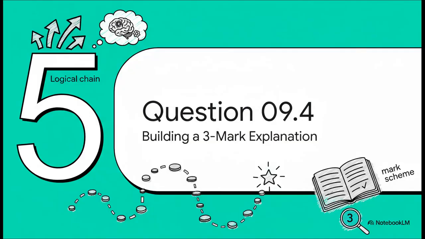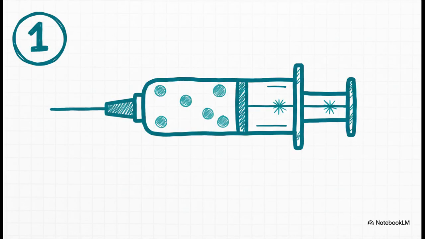Okay, final part. Let's break down the 3-mark theory question. For these longer answers, the mark scheme shows us that it's all about building a logical chain of reasoning. One point has to connect to the next. Let's build this explanation together, 1 mark at a time. The question is about what happens when the volume of gas gets bigger. So your first mark is for stating what's going on with the particles. Because they have more space to roam around, they're going to collide with the walls of the syringe less frequently. That's your first link in the chain.